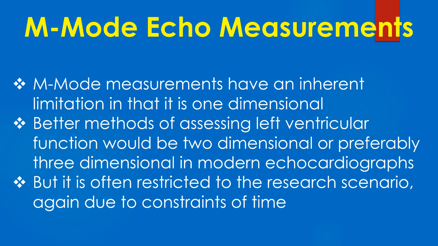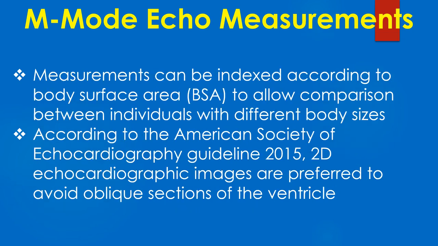M-mode measurements have an inherent limitation in that it is one-dimensional. Better methods of assessing left ventricular function would be two-dimensional or preferably three-dimensional in modern echocardiographs. But it is often restricted to the research scenario, again due to constraints of time. Measurements can be indexed according to body surface area to allow comparison between individuals with different body sizes.